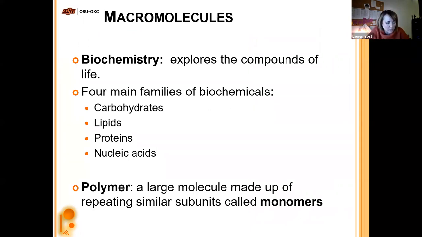So dealing with these large molecules, these carbon and hydrogen based with these oxygens and nitrogens and stuff mixed in appropriately, we're talking about biochemistry. This is the chemistry of life, the chemistry that actually makes up the things that help you and I exist the way that we are.